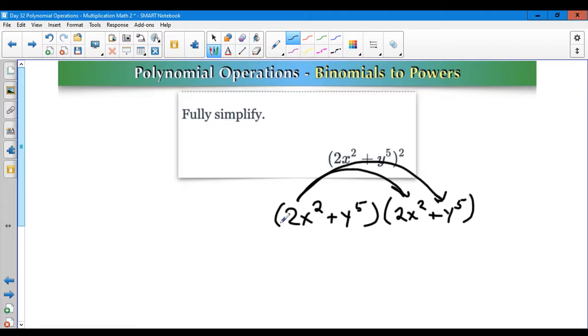But let's do this first. The 2x squared times 2x squared. Coefficients, 2 times 2 is 4. X squared times x squared. Exponent rule tells you to add those exponents, so x to the 2 plus 2 is 4.